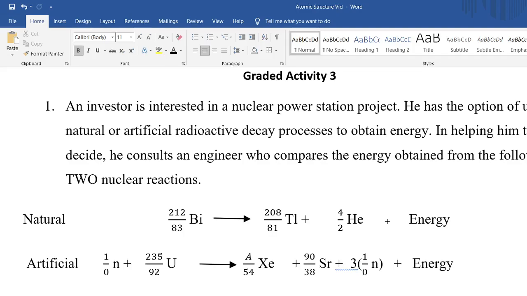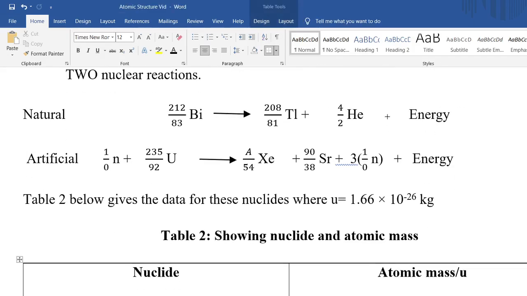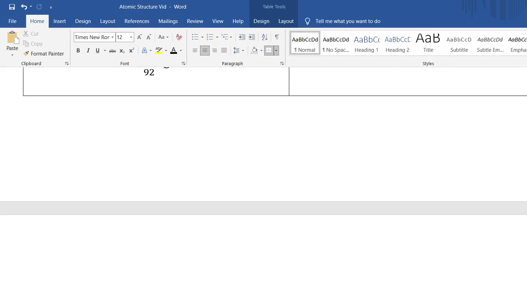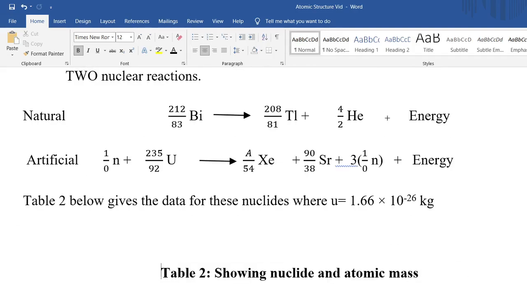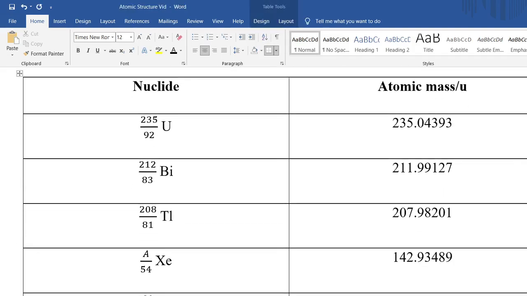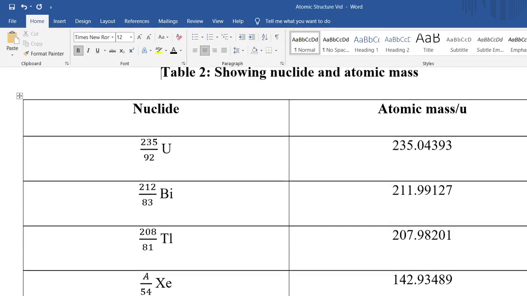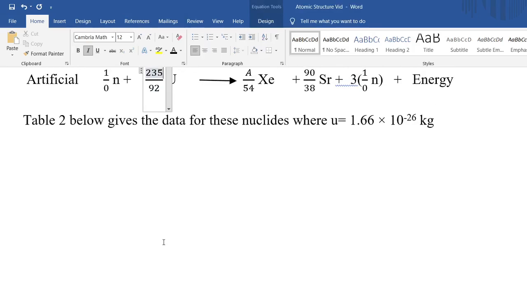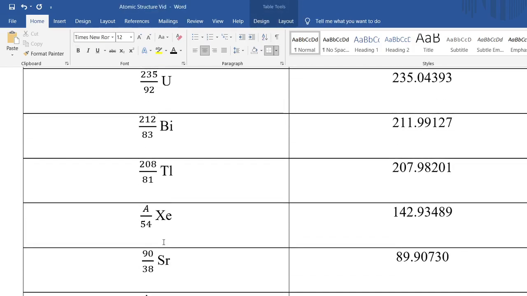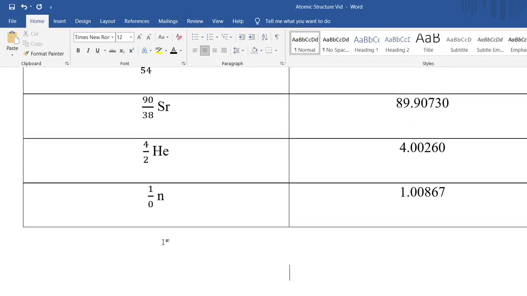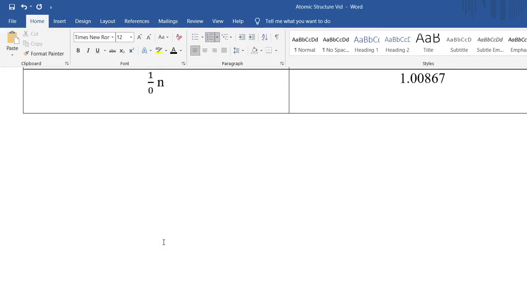Now the examiner is going to ask you to find a few things. You'll be given a table. In the table, you will list your atomic masses in terms of U. Atoms are so small that you list them in U. 1 U is equal to 1.66 times 10 to the minus 26 kilograms. So that's going to be a conversion ratio. In this, you don't round off at all. You keep all these decimals. So you're given the mass of all these.